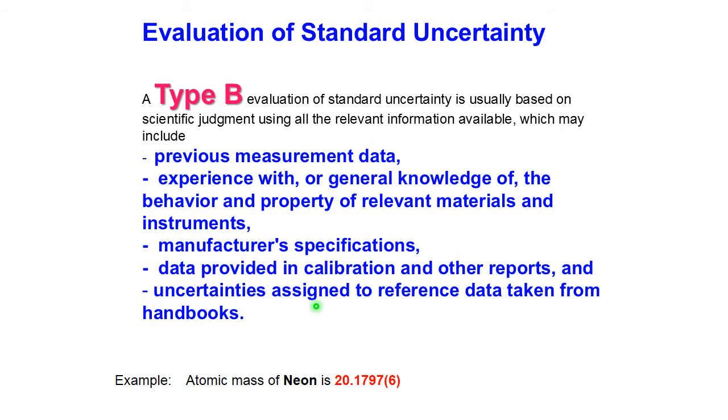Now, some uncertainties are assigned to reference data taken from handbooks. For example, the atomic mass of neon is 20.1797, with 6 being the uncertainty in the last digit. This is taken from the reference book. We are not going to check it, and we can use this uncertainty for our further calculations.